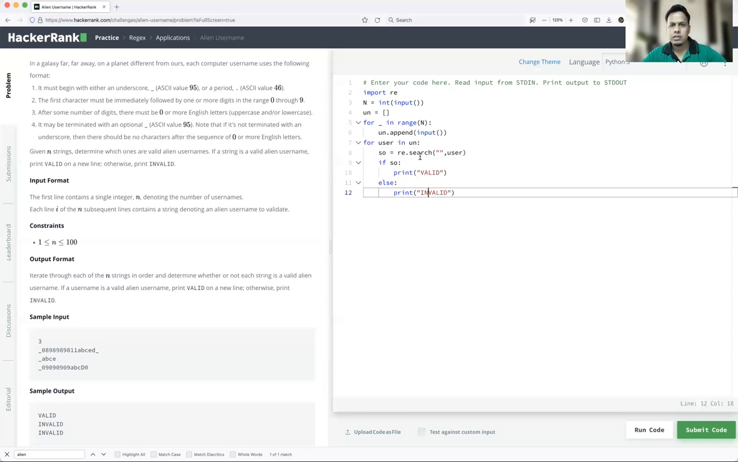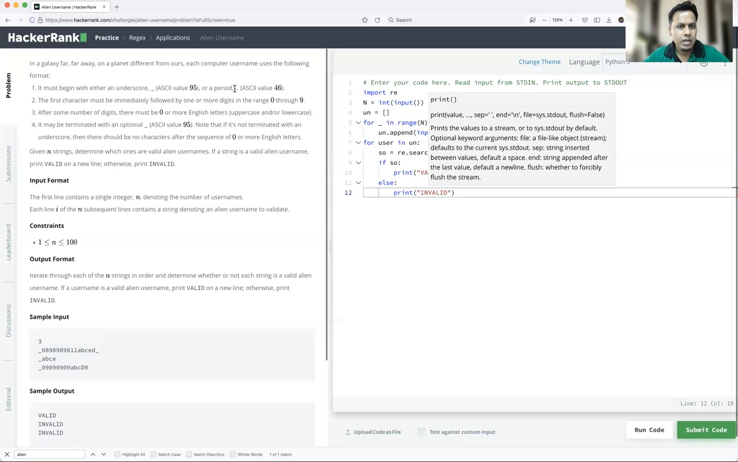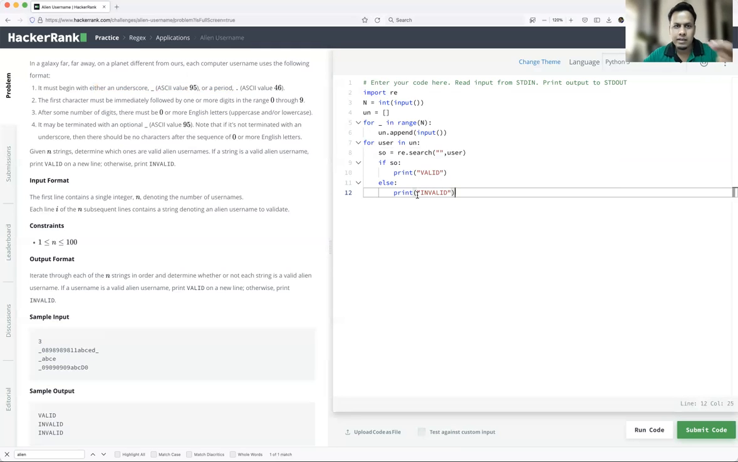Now let's talk about search. Let's go with the conditions one by one. It must begin with either an underscore or period. So your first character should always be either underscore or dot. How to write that? If you remember, we have talked about the caret symbol. It means the pattern is going to start with whatever character you give right after the caret symbol. Since they are giving underscore, I'll use underscore or dot.